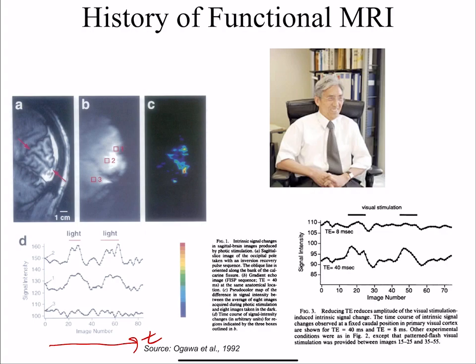What they also found was that the signal was TE dependent. So if the echo time was 8 milliseconds, you didn't really get much signal. And then if the echo time was 40 milliseconds, you got much more signal. So this was a TE dependent functional contrast mechanism.